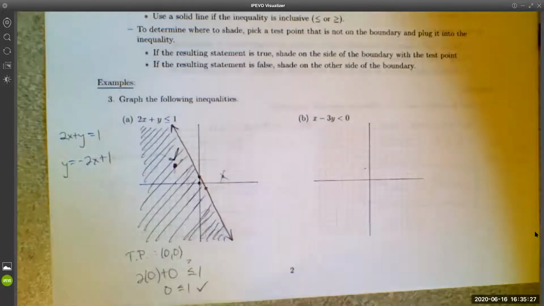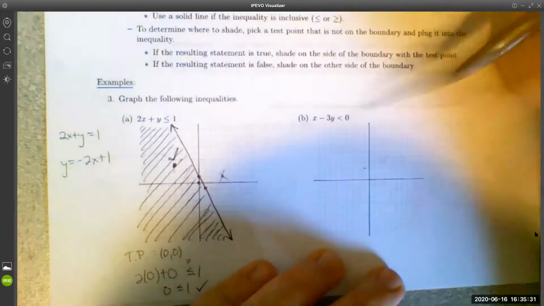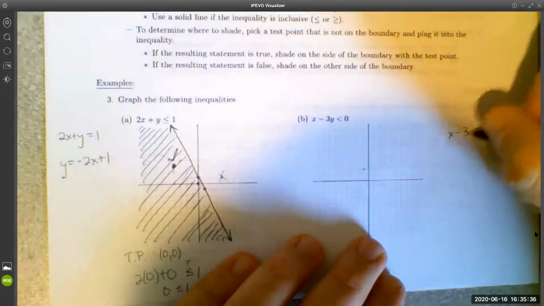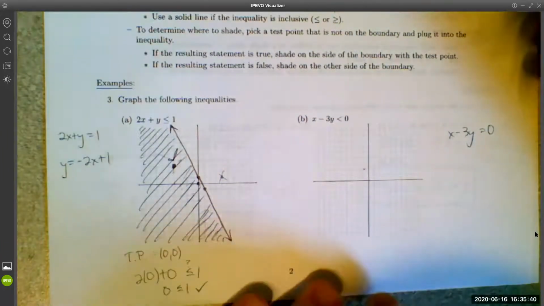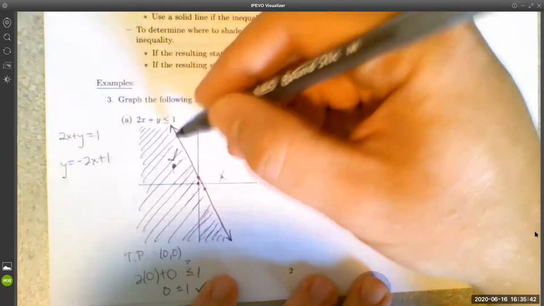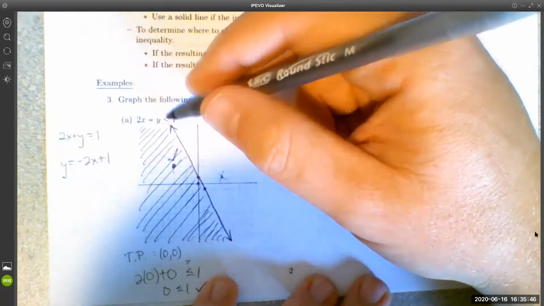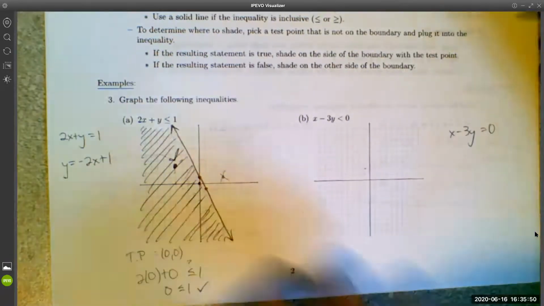Okay, let's do another one. x minus 3y is strictly less than 0. So this time when I graph the boundary line, x minus 3y equals 0, I'm going to graph it with a dotted line, because the ordered pairs that are on the boundary line, in this problem, are not going to be solutions to the inequality, so I indicate that with a dotted line.